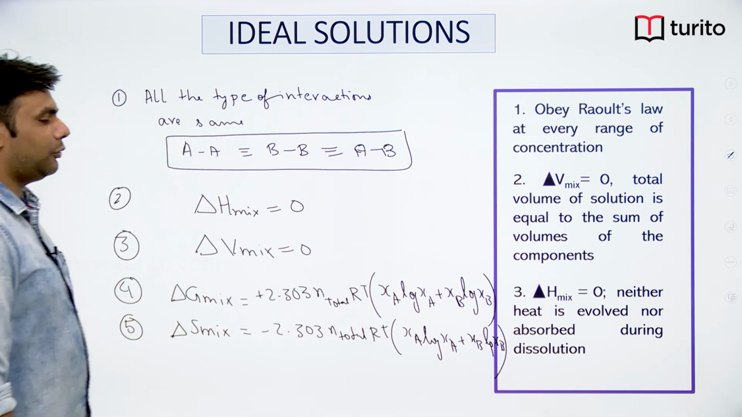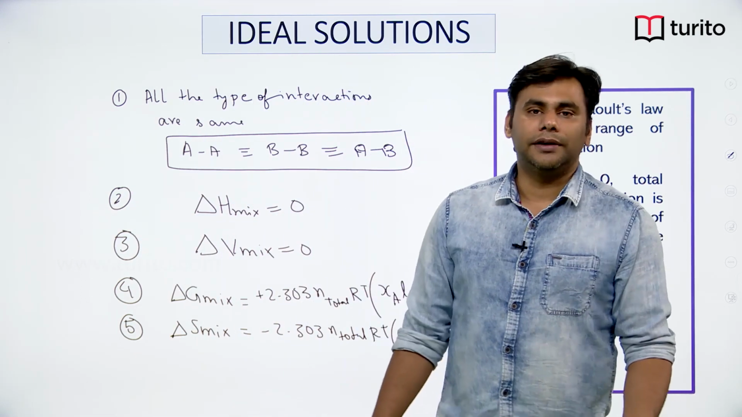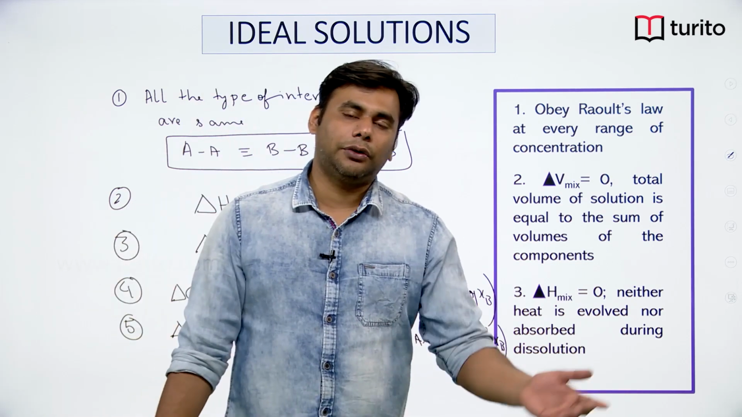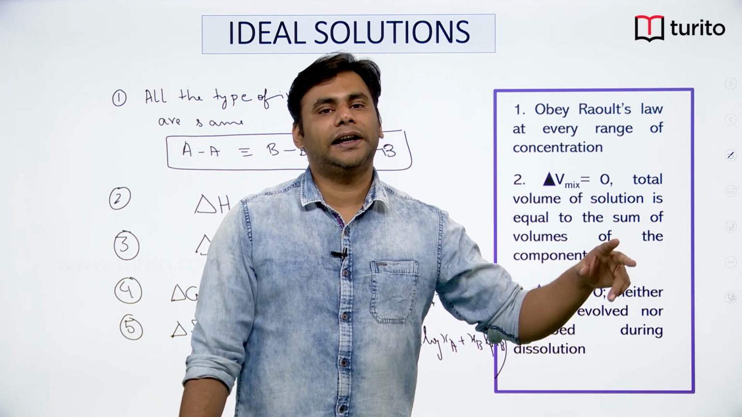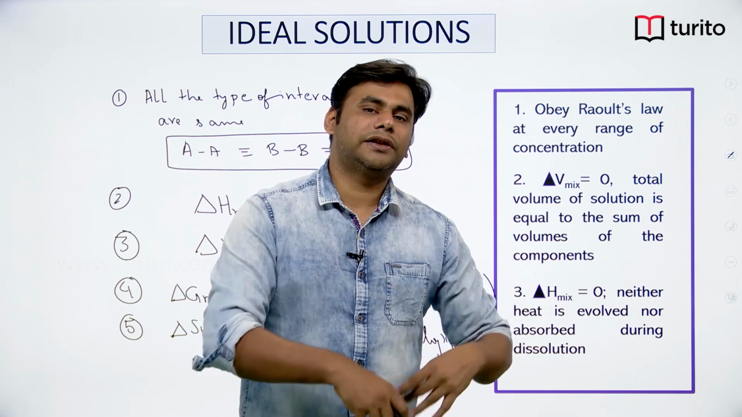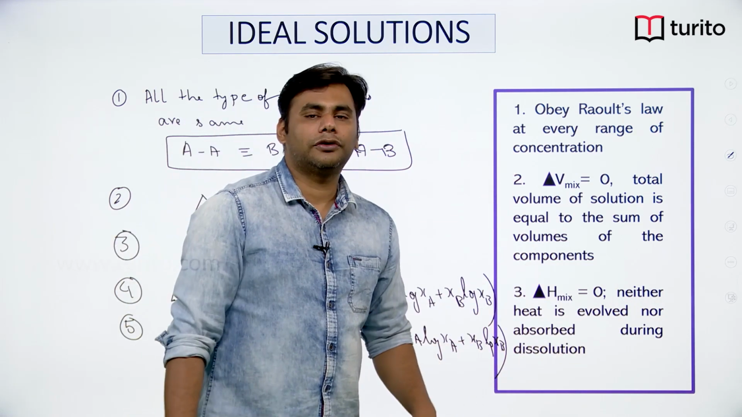So suppose we are mixing 10 ml of liquid A with 10 ml of liquid B. Because the interactions are the same, after mixing we'll get a 20 ml solution. We expect that on mixing 10 and 10 ml we should get 20 ml, and actually when we mix them we get only 20 ml. So we'll say that the change in volume is also 0.